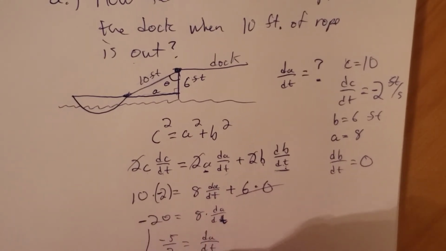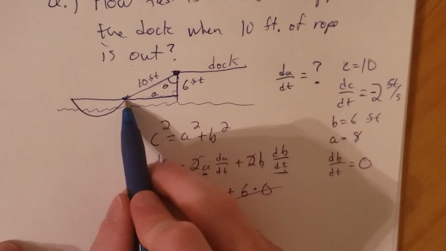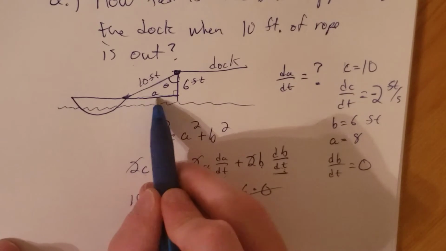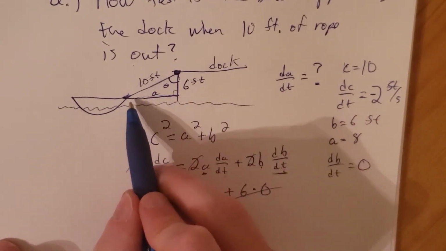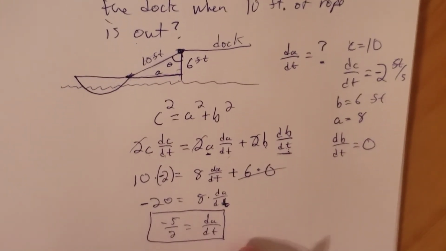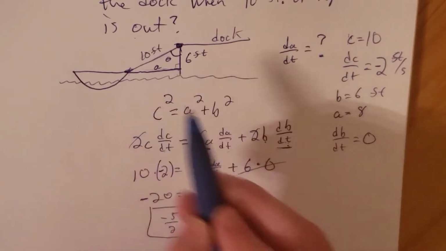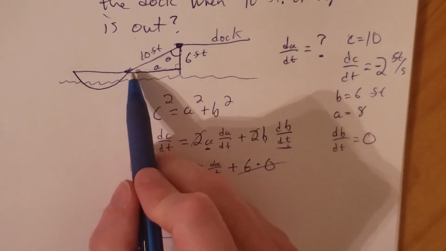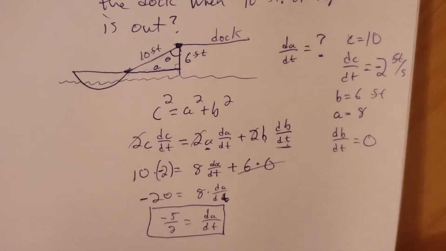In other words, the rate of change at this instant of the horizontal distance between the bow of the boat and the dock is negative 2.5 feet per second. As in, the boat is approaching the dock at 2.5 feet per second at this instant when the rope has length 10 feet. All right. So we solved that first problem.